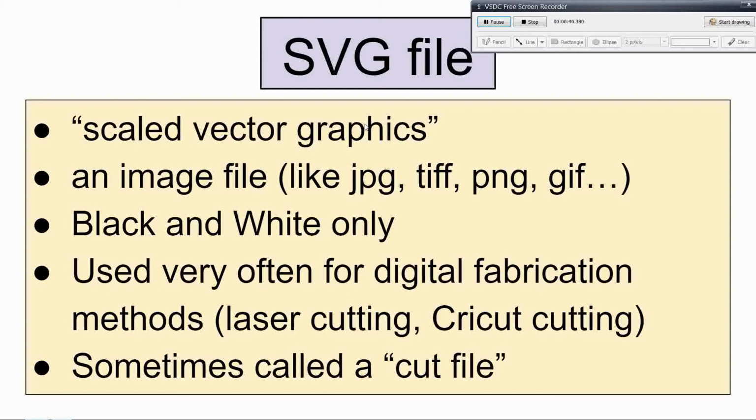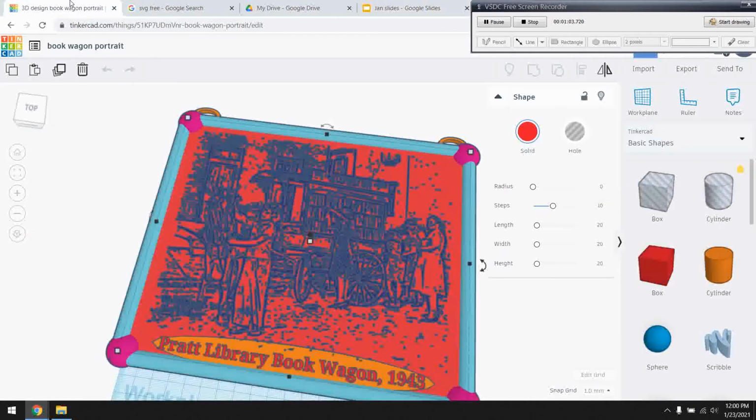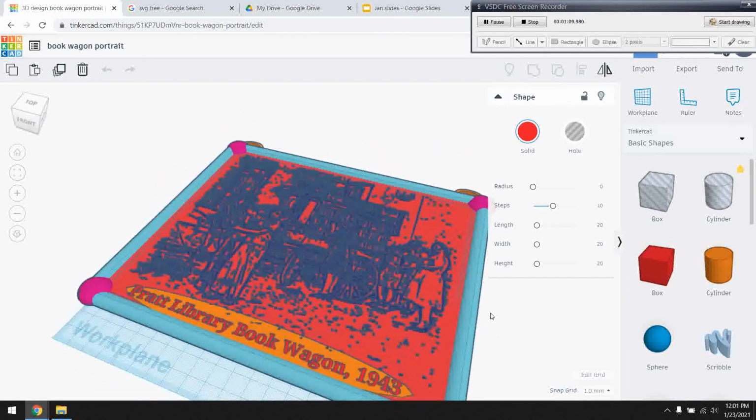So why would we want to do that? Well, one reason is that we use these files for digital fabrication, including laser cutting, including Cricut, if you've ever used one of those. We use SVG files for those. And for that reason, the file is sometimes called a cut file. But we're going to use it today for a reason other than cutting, because you can also load it into a CAD editor.